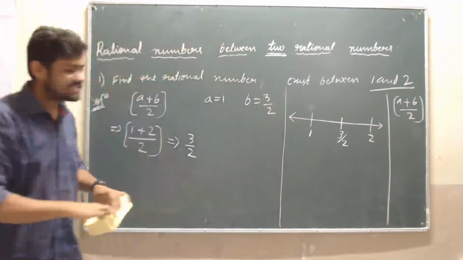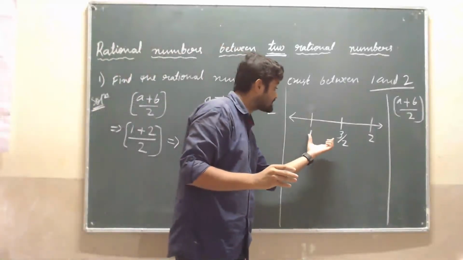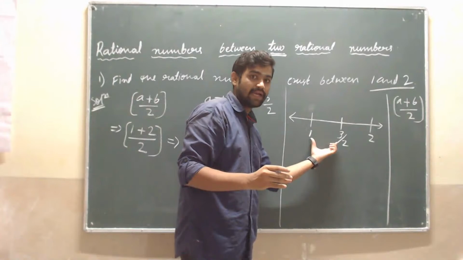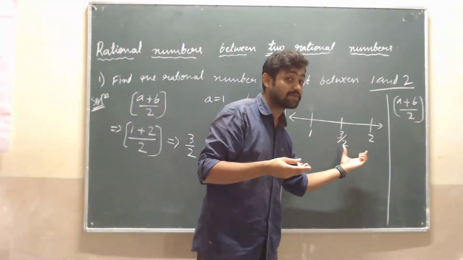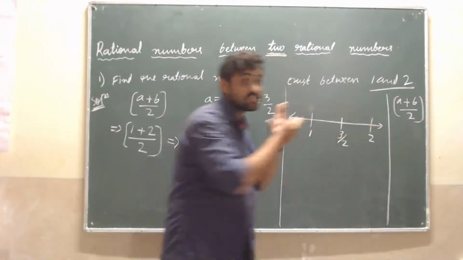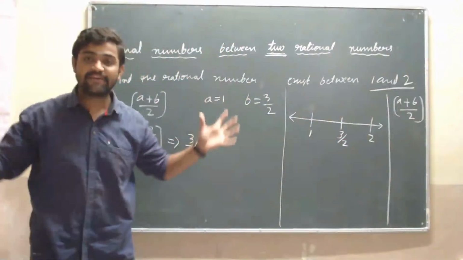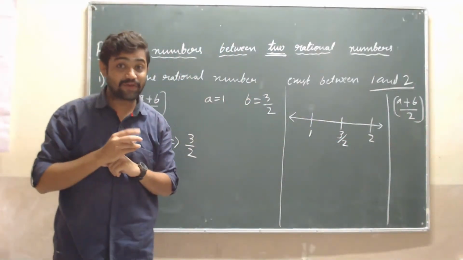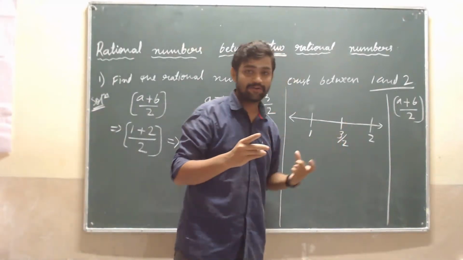Why are we taking a equal to 1 and b equal to 3 by 2? Because we have to find the rational numbers between 1 and 3 by 2, and again between 3 by 2 as well as 2. We know that between 1 and 2 we have infinite rational numbers. That's why we find between 1 and 3 by 2 as well as 3 by 2 and 2.